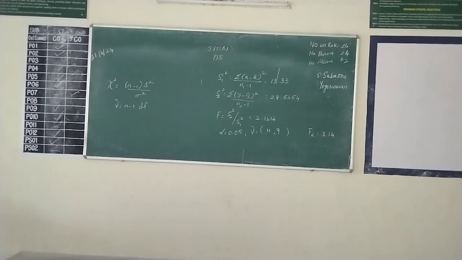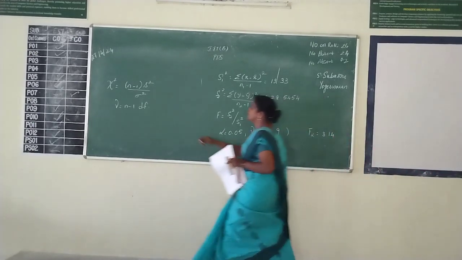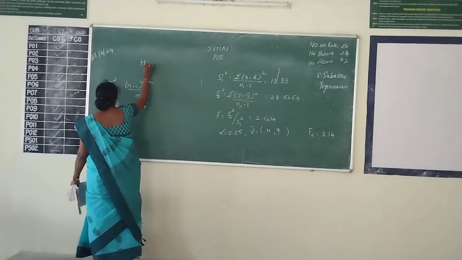If you feel confused, have it as a standard assumption with variance itself. H naught: sigma square is equal to sigma naught square. Okay, so right? H naught: sigma square is equal to sigma naught square. That is a standard assumption.